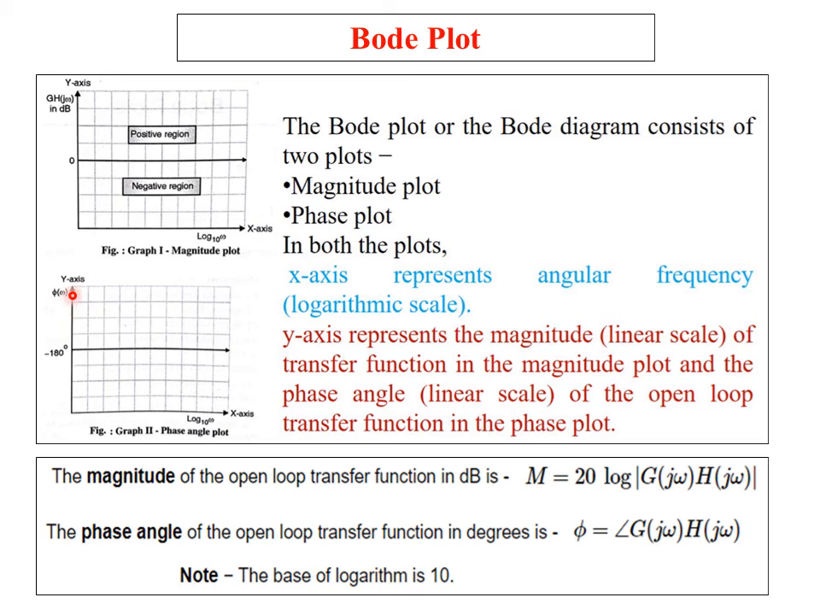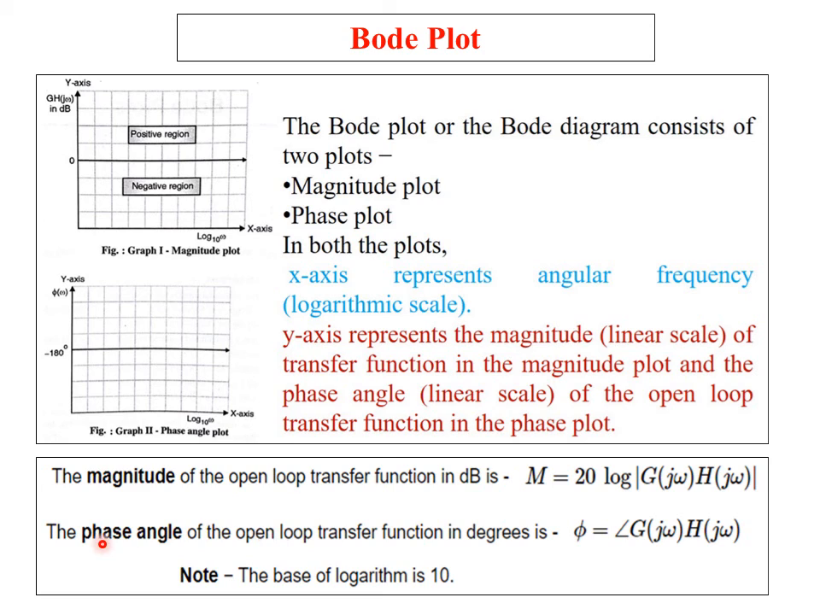So 0, then minus 180, and below that. It will vary like this normally, and it varies like this, in the positive region and the negative region. Normally the magnitude of the open loop transfer function in decibel, M, will be equal to 20 log of G(j omega) H(j omega). Normally G(s)H(s) is the open loop transfer function, with s replaced by j omega. Normally s is equal to sigma plus j omega, but we are not considering the real part sigma, we are only considering the imaginary part.